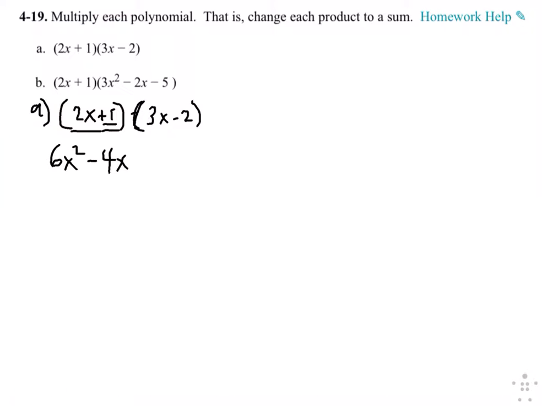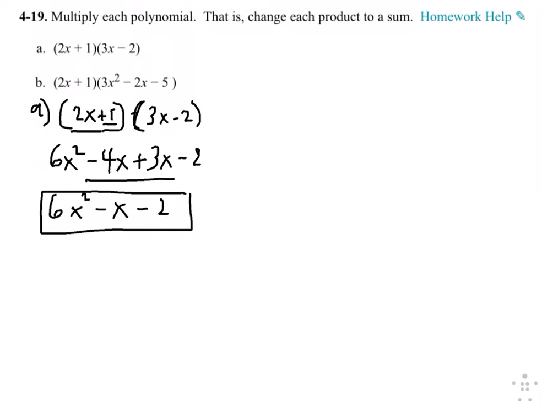Then we do the 1. 1 times 3x is 3x. 1 times negative 2 is negative 2. There's our like terms, right? So I have negative 4 and positive 3. That's minus 1x, or minus x, minus 2, right? We have to combine our like terms.